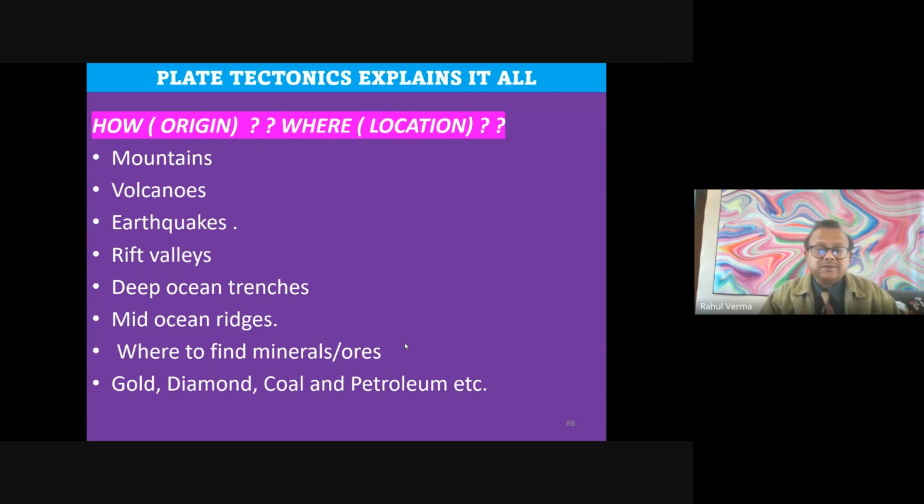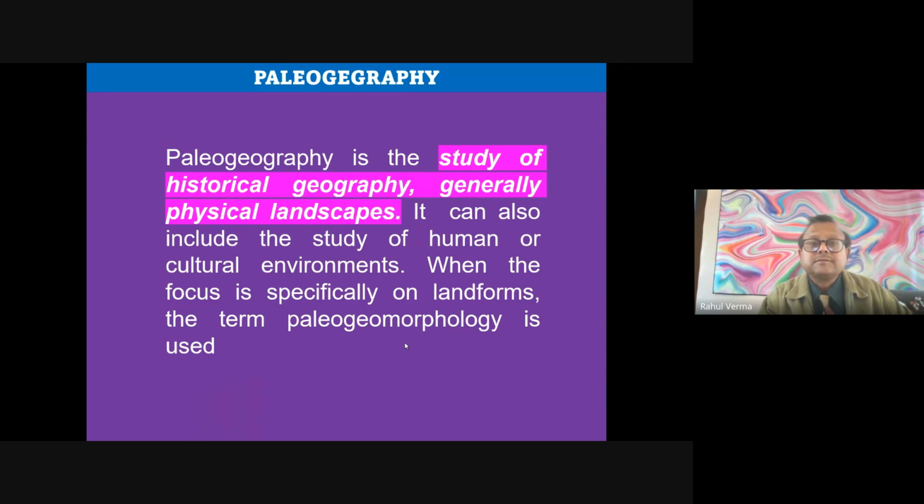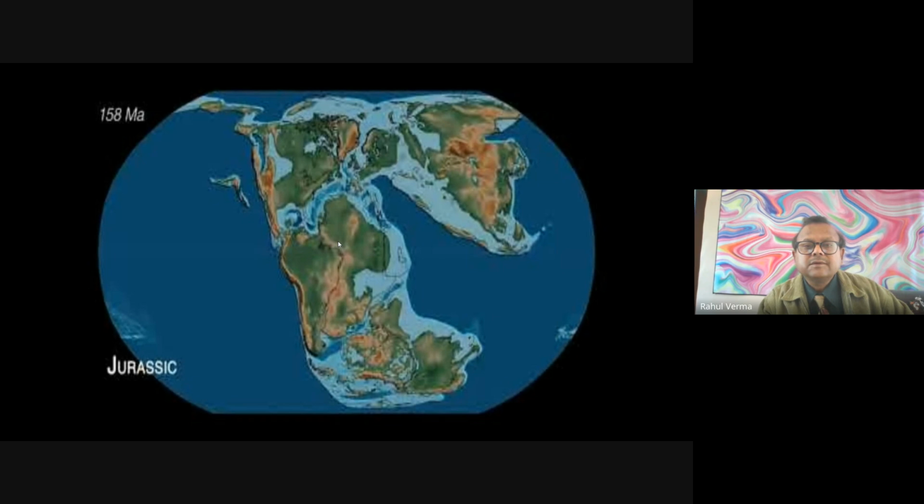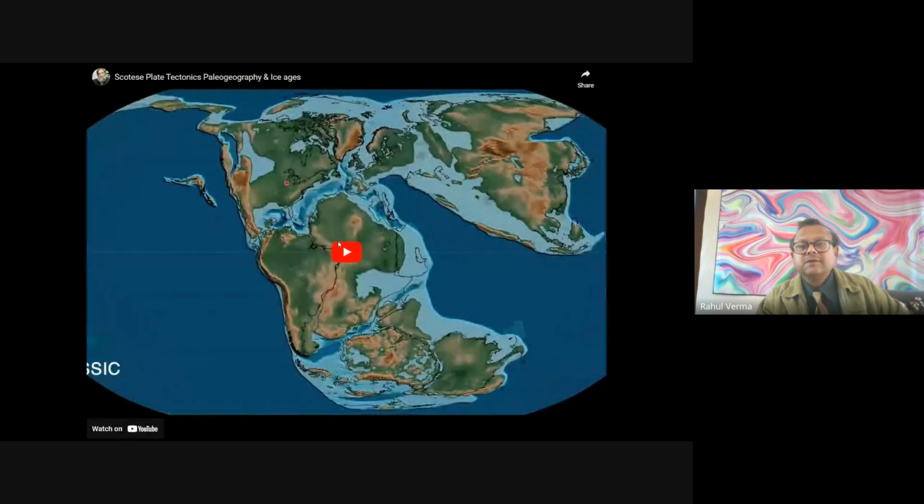Like one example is diamond. Diamond is placed under a very high pressure condition under great depth. But when it is cracked, it immediately comes up at bullet speed. Now here it is the paleogeography, study of historical geography, physical elements, something like covered in plate tectonics. See, this was how we were.